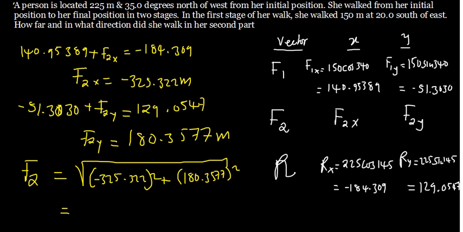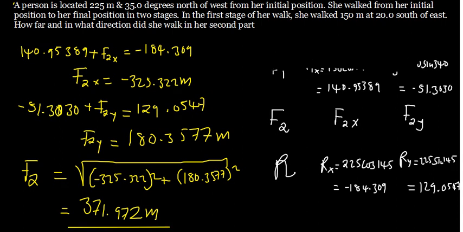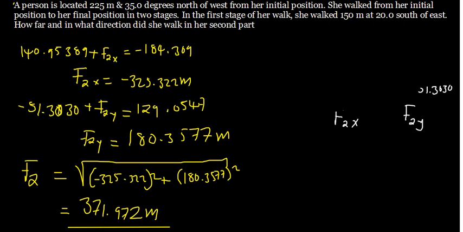Okay. So let's punch that. This is negative 325.322 squared plus 180.3577 squared, and then square root that. So this is giving me 371.972 meters.